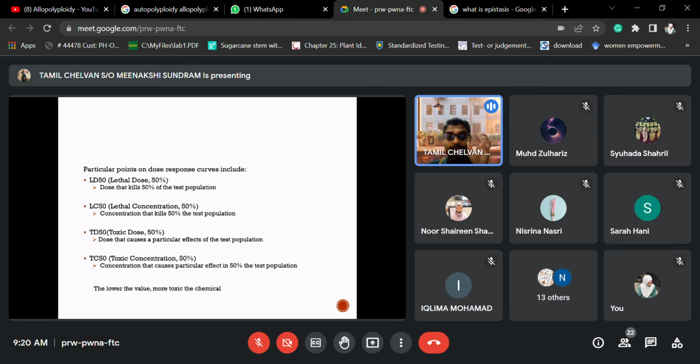What does that mean? If the TC50 is 30 mg, it says 30 mg is enough to achieve TC50. Another medicine says 60 mg is enough to reach TC50. That means the 30 mg one is more toxic. Why? Because with 30 mg it can kill half of the bad bacteria population, but the other one needs 60 mg. So the 30 is more toxic.